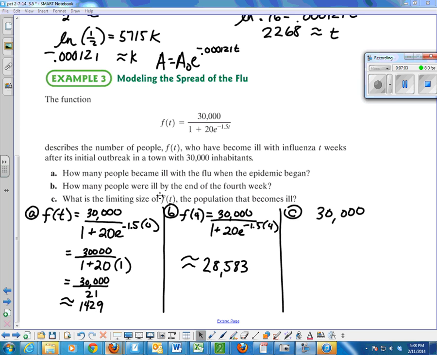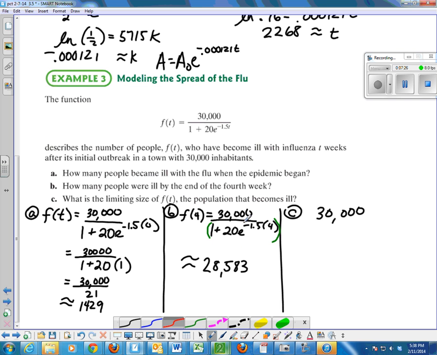Part B. How many people were ill by the end of the 4th week? So that's t weeks after its initial outbreak, 4 weeks after, so t is 4 here. Again, using the original formula. And then if you use parentheses in the correct places, you can go ahead and type all of this into your calculator. Just make sure that you have everything in parentheses where it needs to be. So that should be approximately 28,583. Okay, take a second to pause to make sure you can put that in the calculator and get the correct answer.